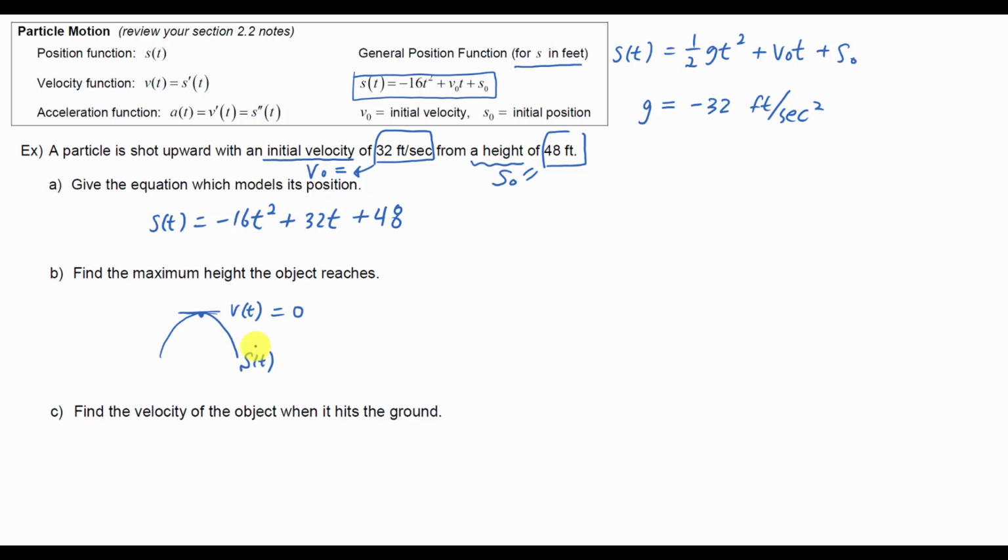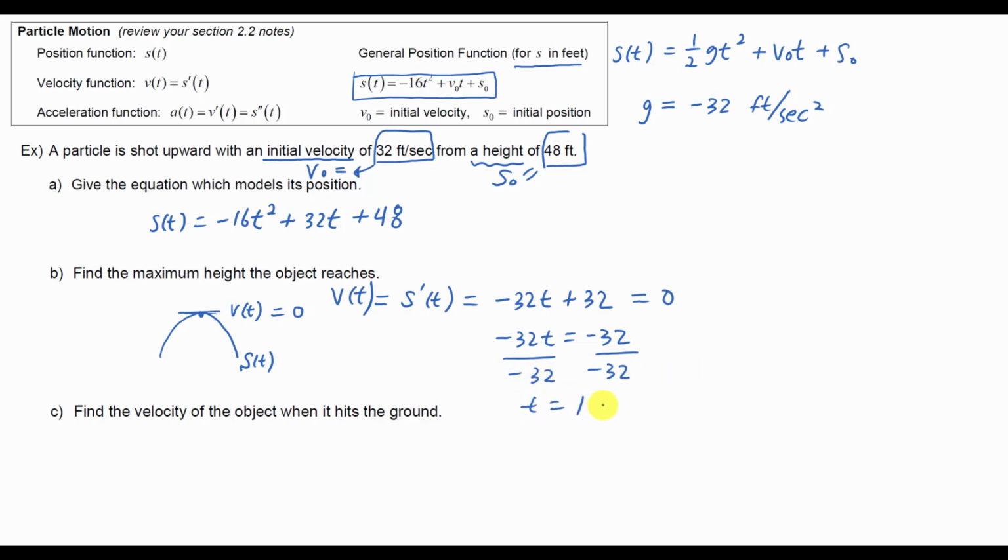So knowing that, let's go ahead and find the s prime of t. S prime of t is the velocity function, and that will be equal to negative 32t plus 32. So set that equal to 0 for the maximum height, and I get negative 32t equals negative 32. Divide both sides by negative 32. I get t equals 1 second.